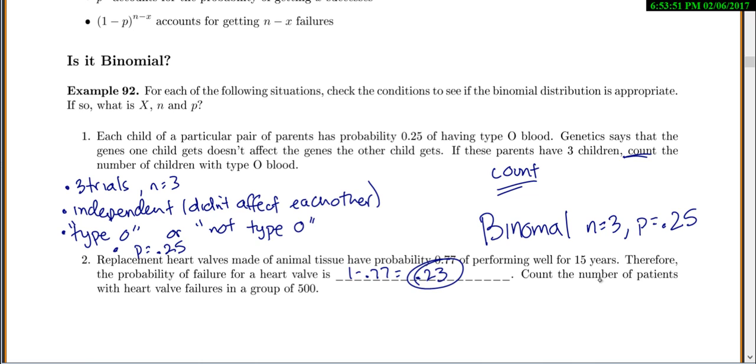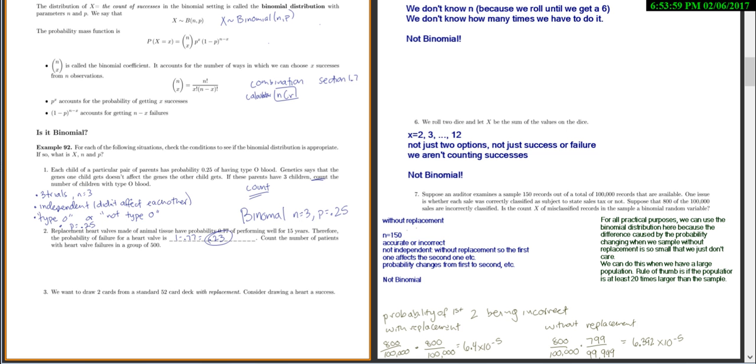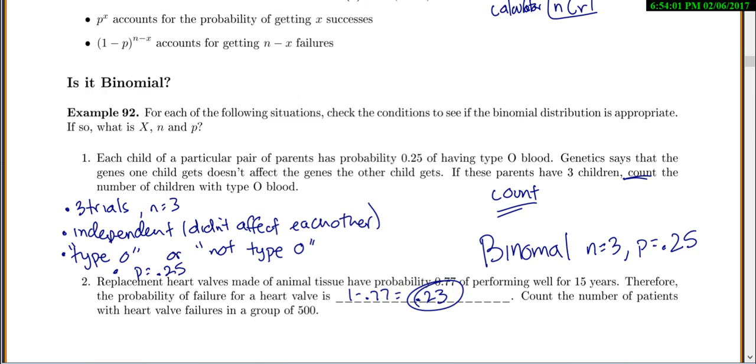Now let's count the number of patients with heart valve failures in a group of 500. Notice again here that keyword, count. Count doesn't mean that it's binomial, but it means that binomial might work for it. Now go ahead and check everything else.